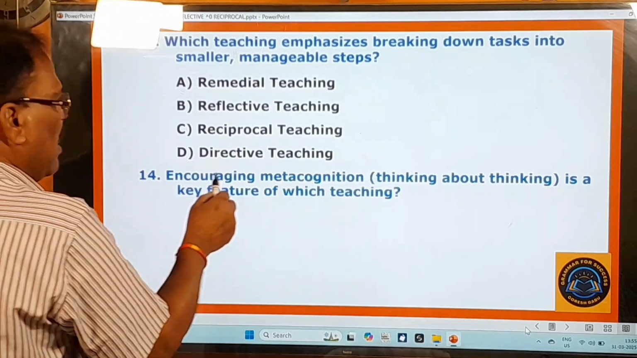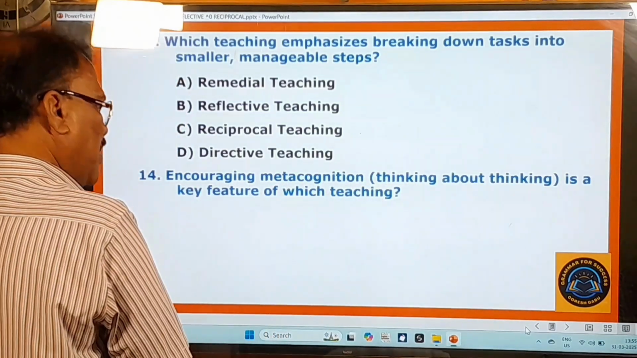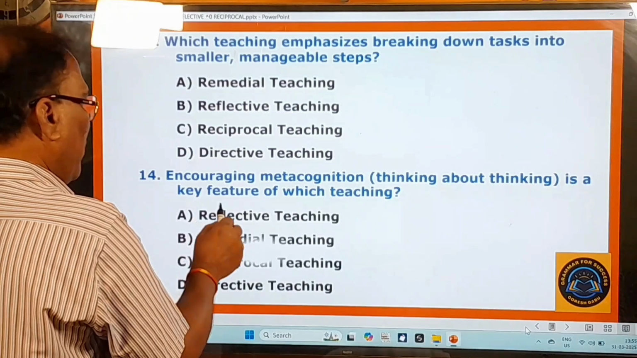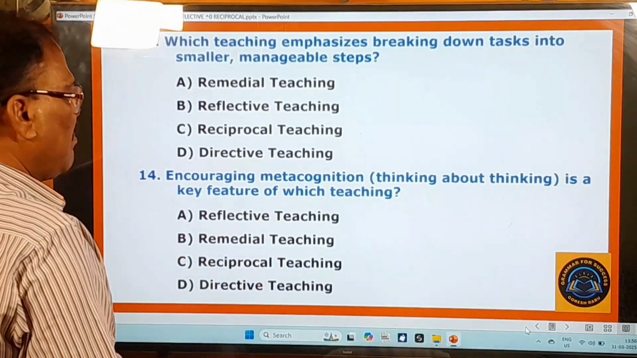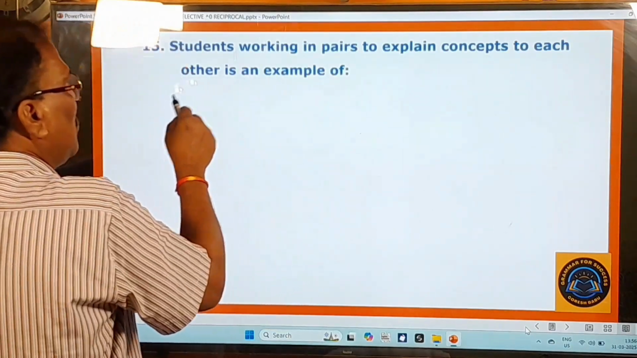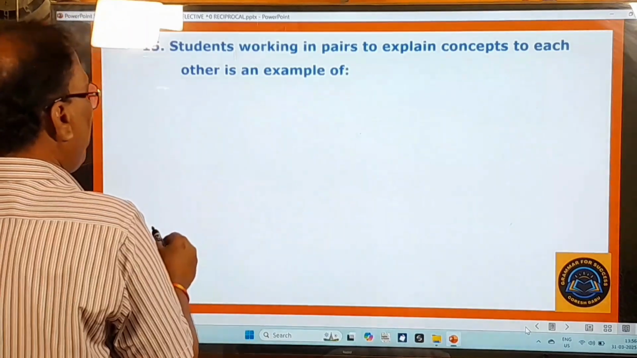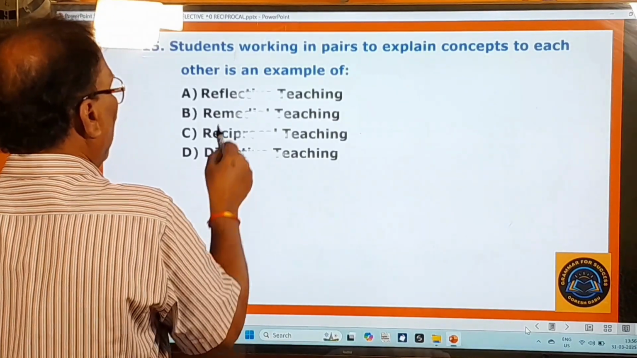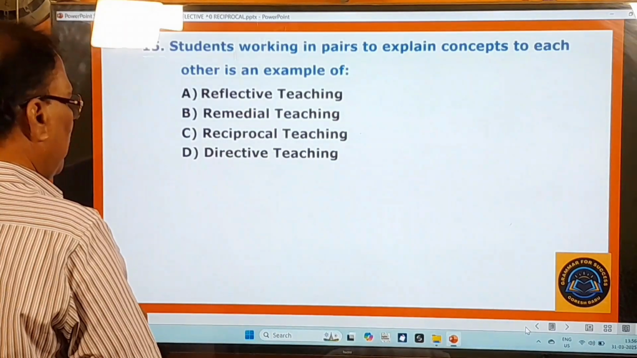14th question. Encouraging metacognition, thinking about thinking, is a key feature of which teaching? Reflective teaching, remedial teaching, reciprocal teaching, directive teaching. 15th question. Students working in pairs to explain concepts to each other is an example of? Reflective teaching, remedial teaching, reciprocal teaching, directive teaching.